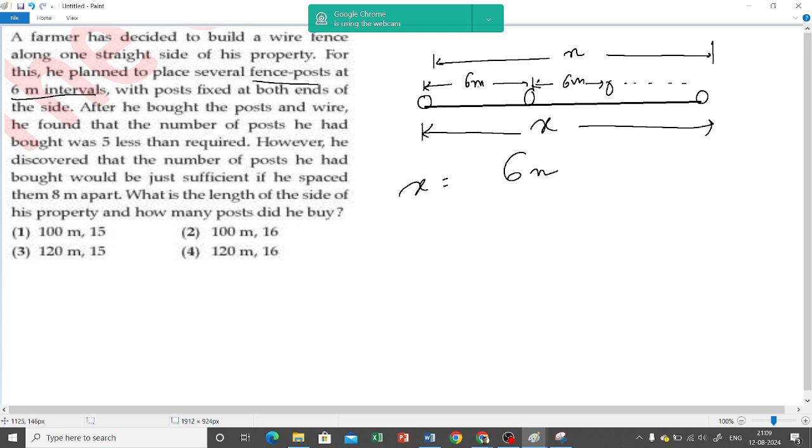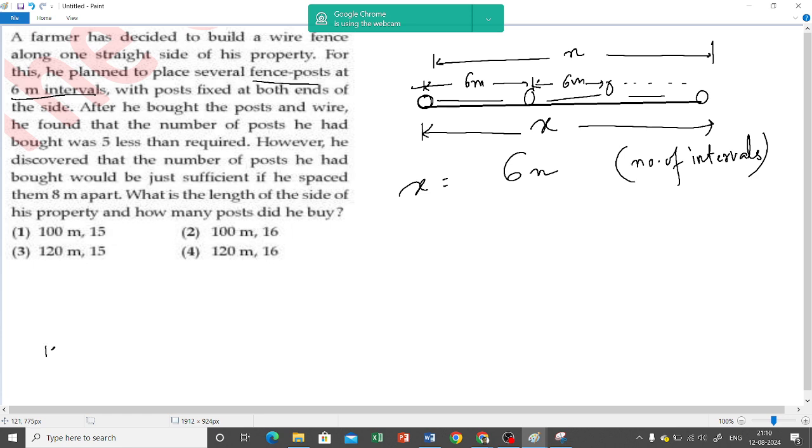What is n? n is the number of posts starting from here. This one is not included, remember, because this is 6 meter, this is 6 meter, this is 6 meter, and then it goes on. So 6n, right? 6n is the number of intervals in between. So n is not the number of posts, n is the number of intervals, right?